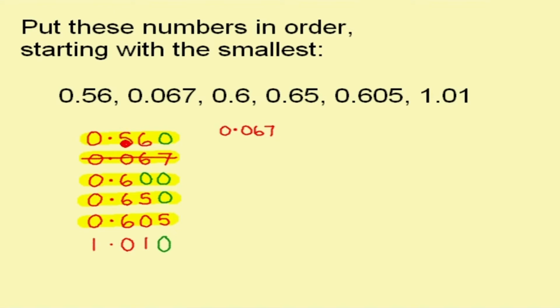Now the one with a 5 in this position as opposed to the 6s must be the next one. Notice that I write 0.56 because I added that green 0 myself. It wasn't part of the original question.